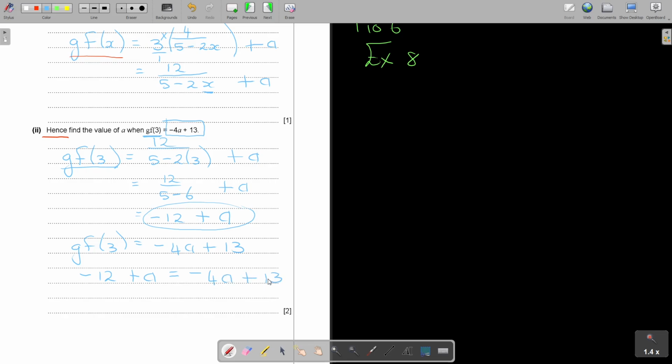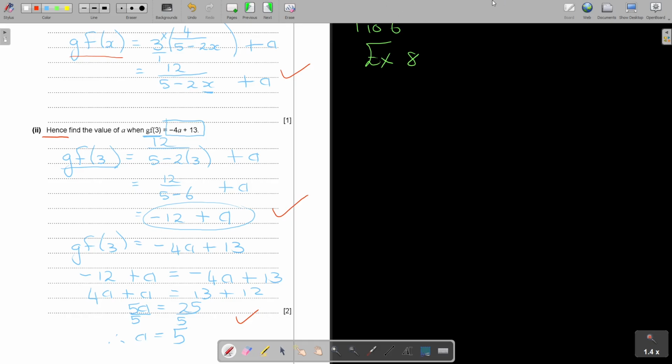plus 13. I bring the negative 4a's over, so it's 4a plus the a, and this is the 13 plus the 12. So 5a is equal to 25. Then I divide by 5, and the value of a is equal to 5. Okay, and that's that. In this one, if it was just 1 mark, you would just get it for the final answer.